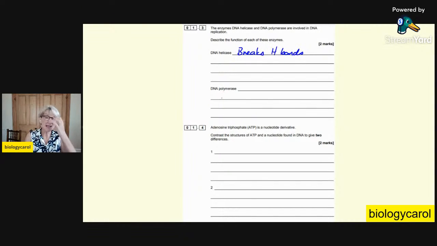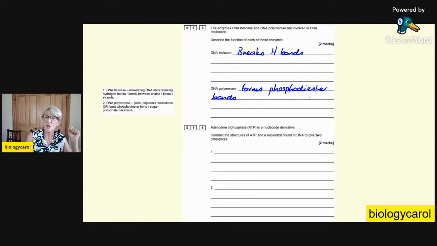It's a really classic misunderstanding that DNA polymerase reforms hydrogen bonds. It doesn't. So worth getting that straight in your mind. There's the mark scheme, examiner's comments, and I got both of the marks there. Notice you're allowed to use the abbreviation H bonds for hydrogen bonds. Worth knowing that.